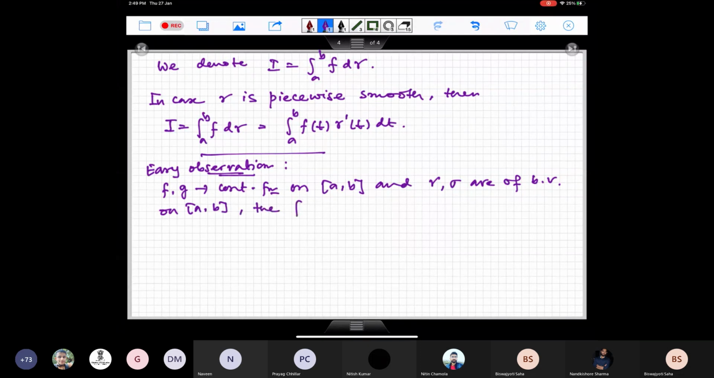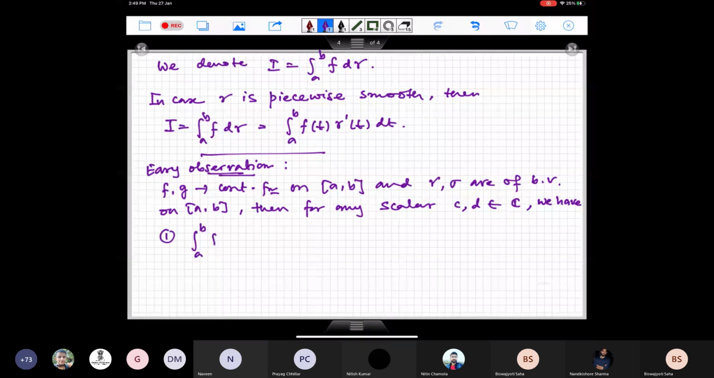Then for any scalars c and d in the set of complex numbers, we have these kinds of linearity properties. Number one, the integral from a to b of (c times f plus d times g) d gamma is nothing but c times the integral from a to b of f d gamma plus d times the integral from a to b of g d gamma.